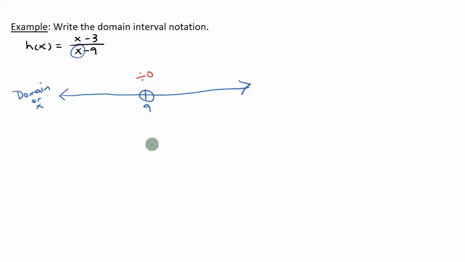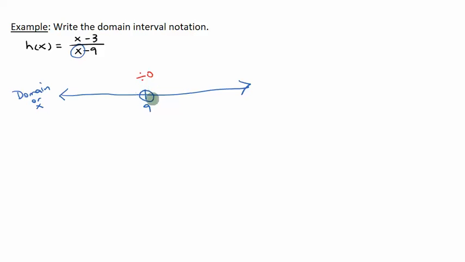Now, can x be other numbers? So can x be 5? Well, 5 minus 9 is negative 4. So 5 over here should be shaded in our final answer. Can x be 1,000? 1,000's way up here. 1,000 minus 9 is 991. I can divide by 991, so that number should be shaded.